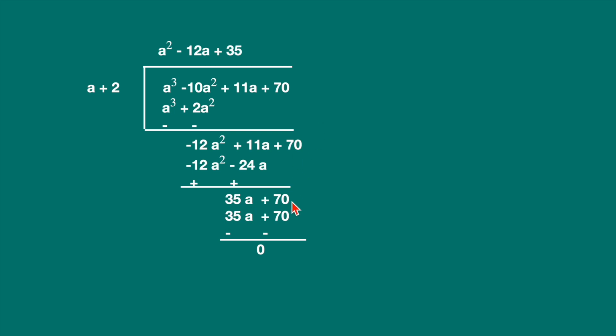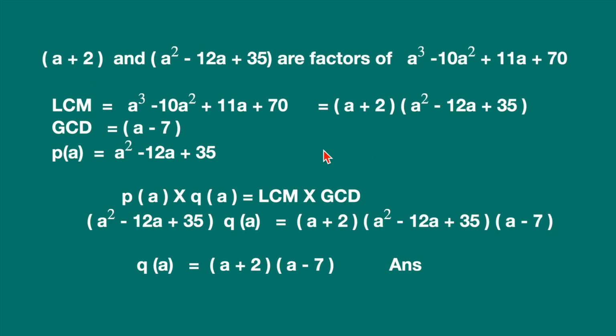Write down 70. Then 35A divided by A is 35, so plus 35. Multiply this expression with 35. You get like this. Change the sign. It becomes 0. Once it becomes 0, you have to stop the division. This is the other factor. So you got two factors. These are the factors of this expression, and this is the LCM.